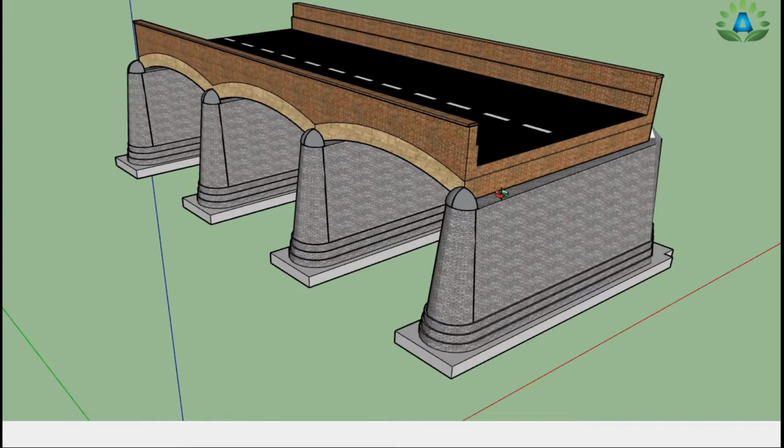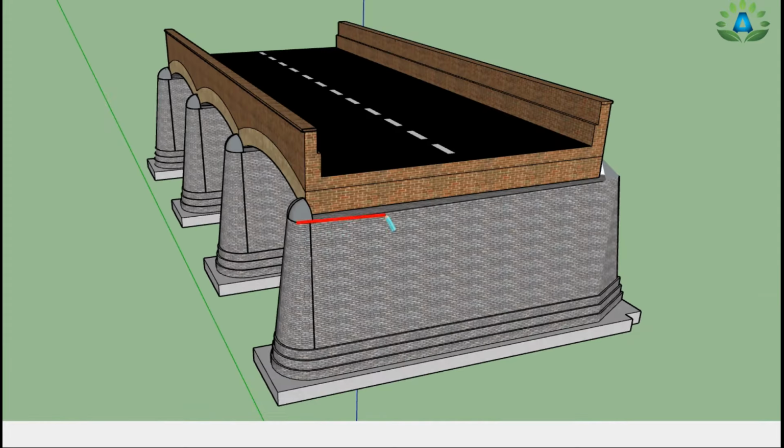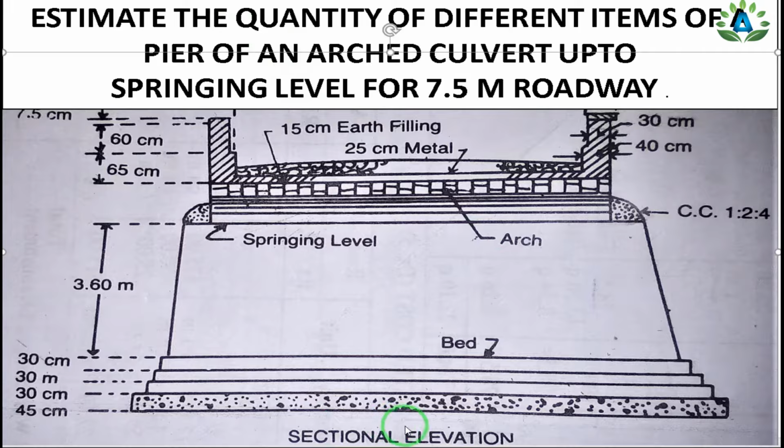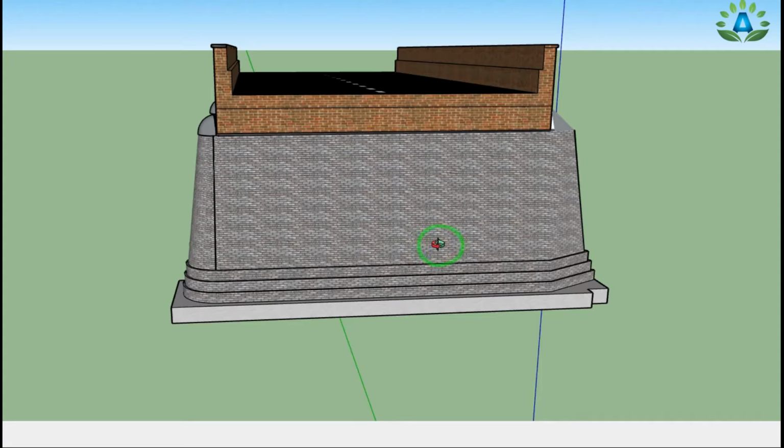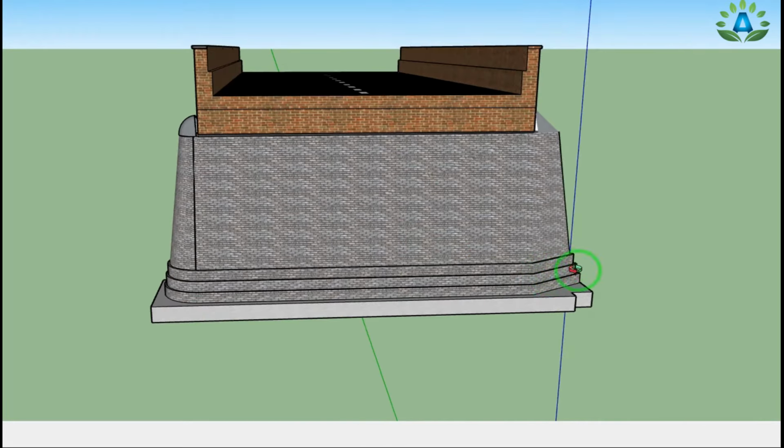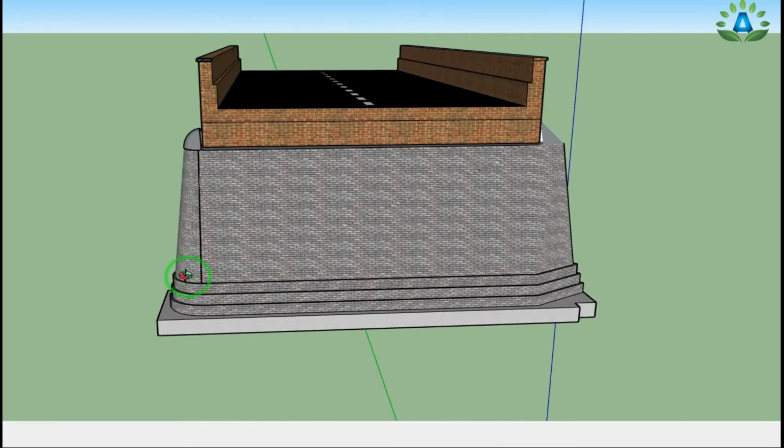But in our question we have already been given that we have to do estimation only up to the springing level. That means this portion is the springing level of this pier. So firstly, let's visualize this sectional elevation that is already given in this question, and in the 3D view it will look like this. This triangular portion is our cutwater end and this semicircular portion is our ease water end.